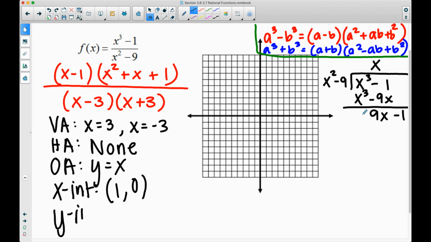And our y-intercept is going to be (0, 1/9). So that's what I just needed y'all to do, was just all the details. Graphing we're going to do together, because we have not done a slant asymptote yet.